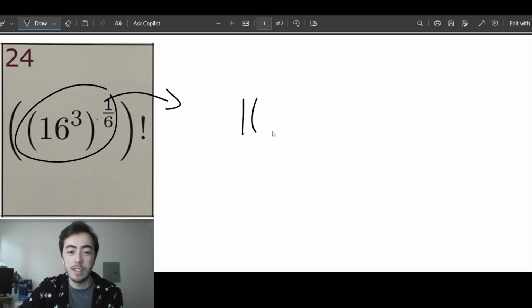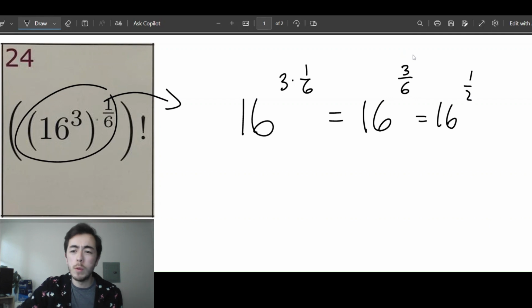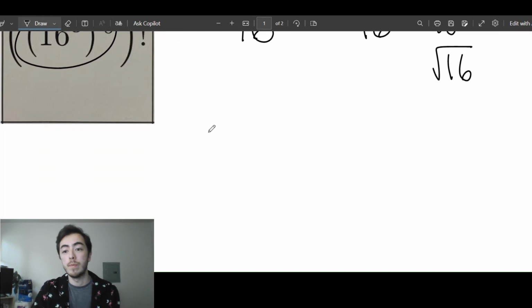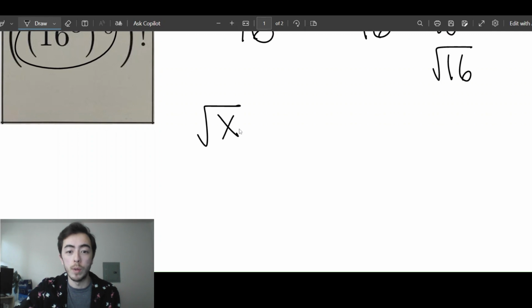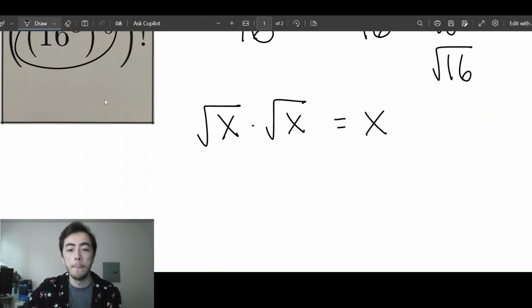I could just call it 16 to the power of 3 times 1/6. That's going to be 16 to the power of 3/6, or 16 to the power of 1/2 after I reduce my fraction. And maybe you already know that the power of 1/2 is the same thing as a square root. I also want to kind of prove that or show that right now. So the meaning of a square root is that when you multiply a square root by itself, you're going to get the number underneath the square root sign. That's just kind of by definition.